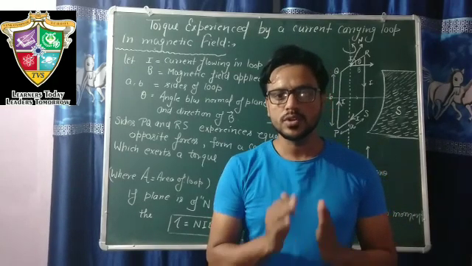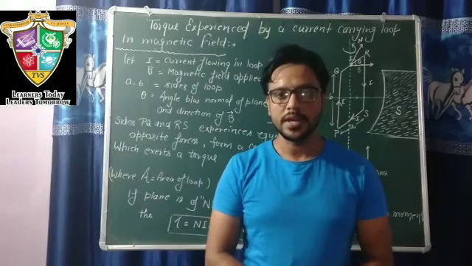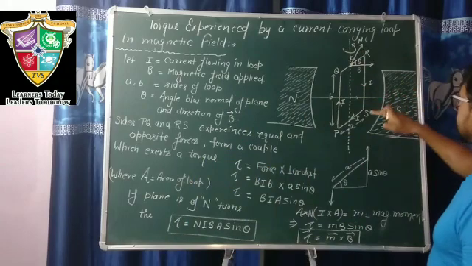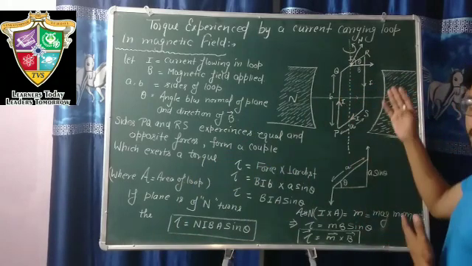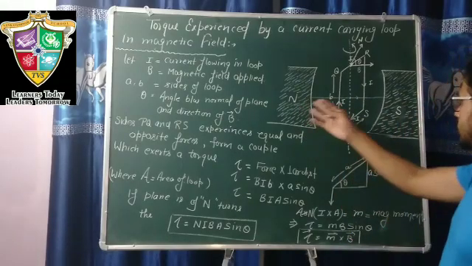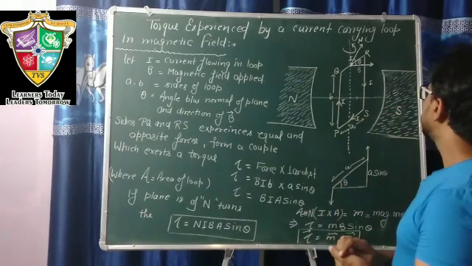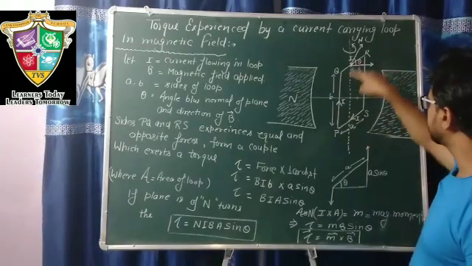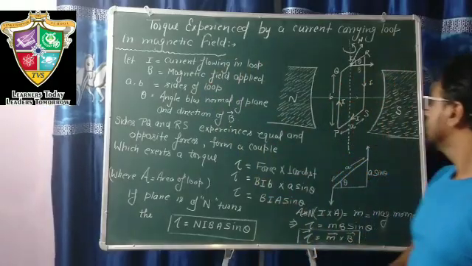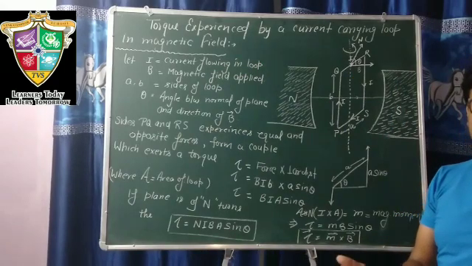Today we will discuss the torque experienced by a current carrying loop when it is placed in an external magnetic field. So let's start. Students, this is a loop PQRS whose sides are a and b, and the current flowing in this loop is I, and it is placed between two poles of a magnet, north and south. We know the direction of the magnetic field is from north to south, and consider the angle between the normal of this plane and the magnetic field. If we consider these things, then it will experience torque, and we will calculate how much torque.